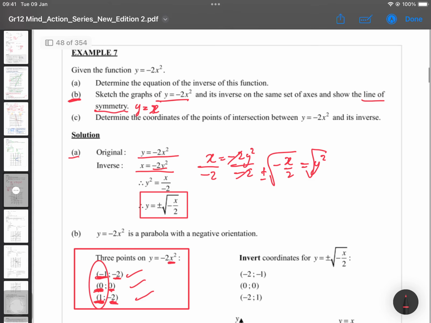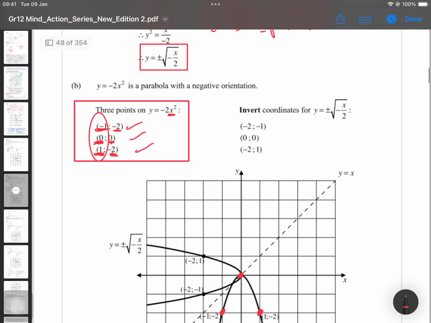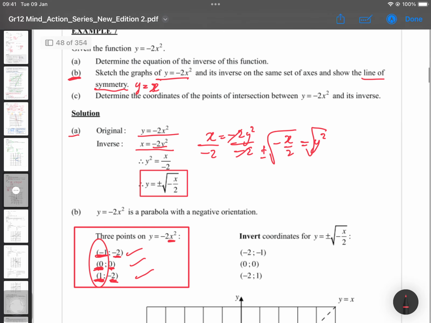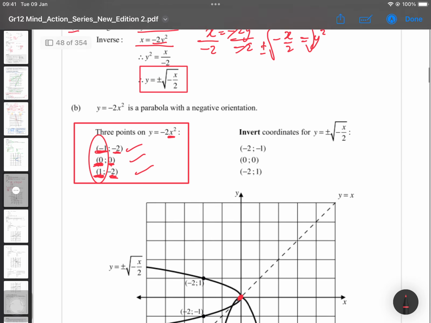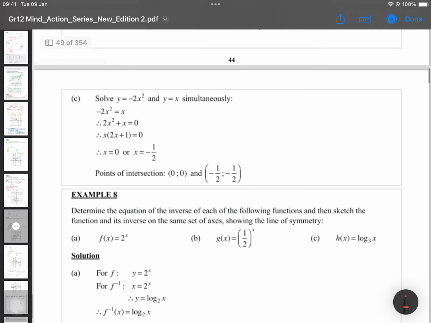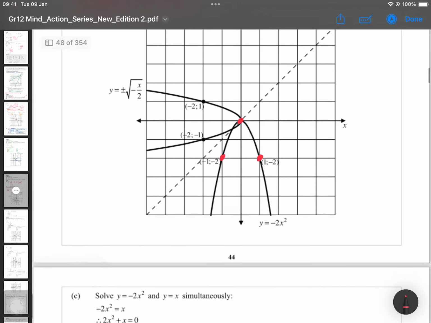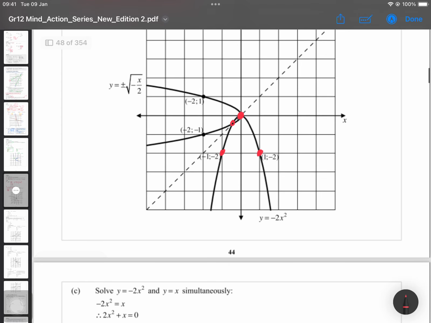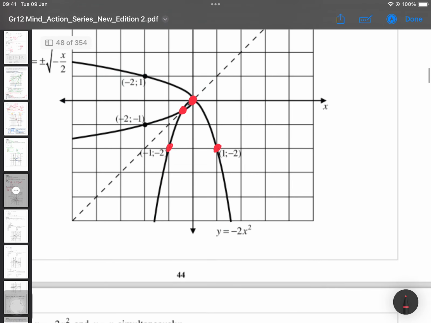C says determine the coordinates of the point of intersection between the original and its inverse. So determine the coordinates of the point of intersection between y equals -2x² and its inverse. So let's look at C. To do that, again, the point of intersection is going to be here and here. As you can see, all the 3 lines meet.